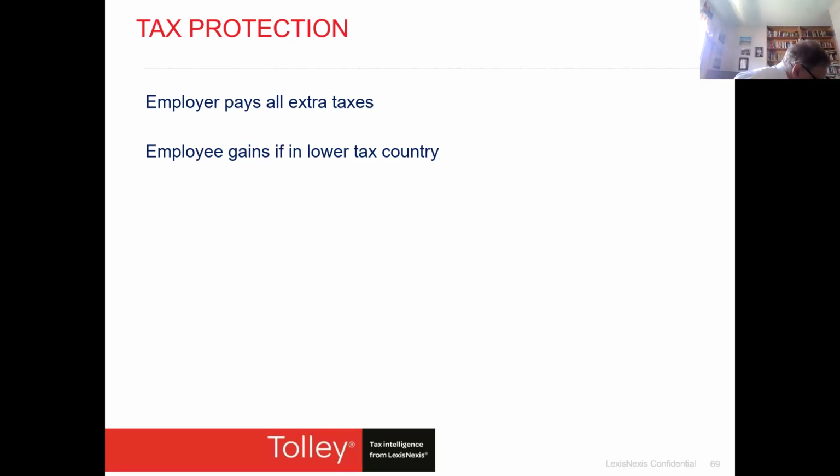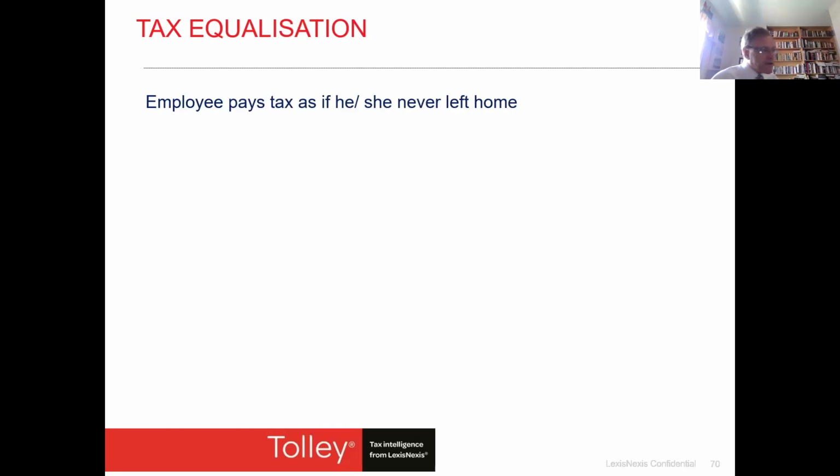The other problem with tax protection is, let's say I went to Saudi Arabia, no tax, or the UAE, no income tax so far. How are you going to get me to move to a country with higher taxes if I've got used to paying very little or no tax at all? So tax protection can mean the employees choose to get stuck in lower tax countries and resist moving to higher tax countries, and therefore can reduce global mobility. Whereas tax equalization, employee pays tax as if she never left home, and hypo tax gets deducted.